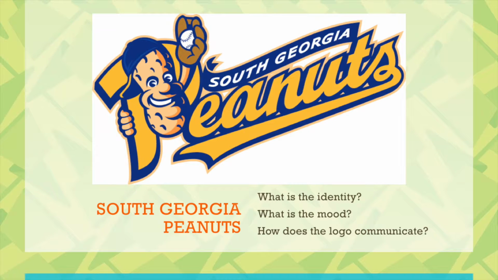Many minor league baseball teams have interesting logos. Take the South Georgia Peanuts, for instance. It's fun, but it has a lot going on. What's the identity? The mood seems to be a playful mood, so perhaps they're the jester archetype. But would this logo look good if it were blown up or shrunk down? What would it look like in black and white? All these questions are things to consider when you're trying to develop a logo because the logo has to remain consistent across platforms, including platforms like t-shirts.